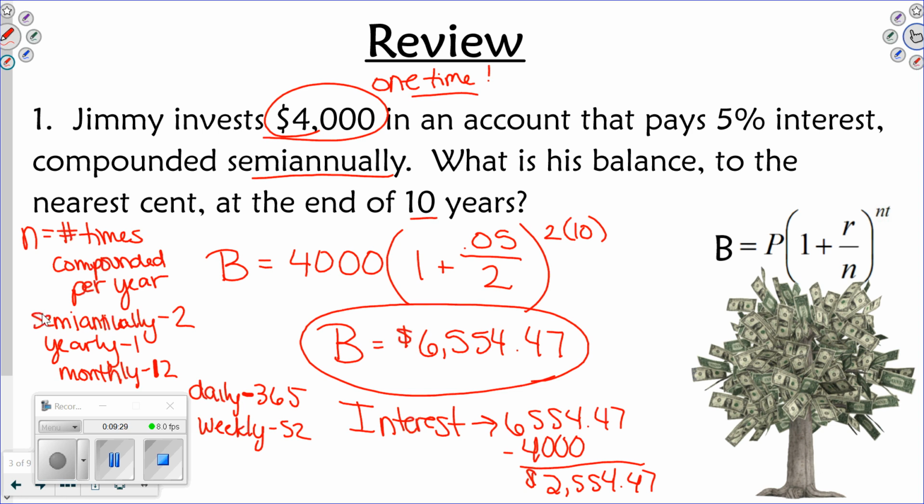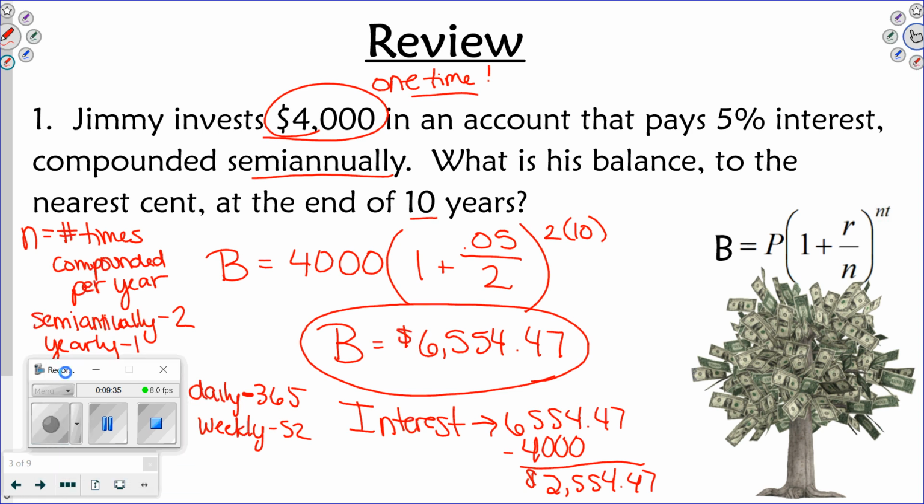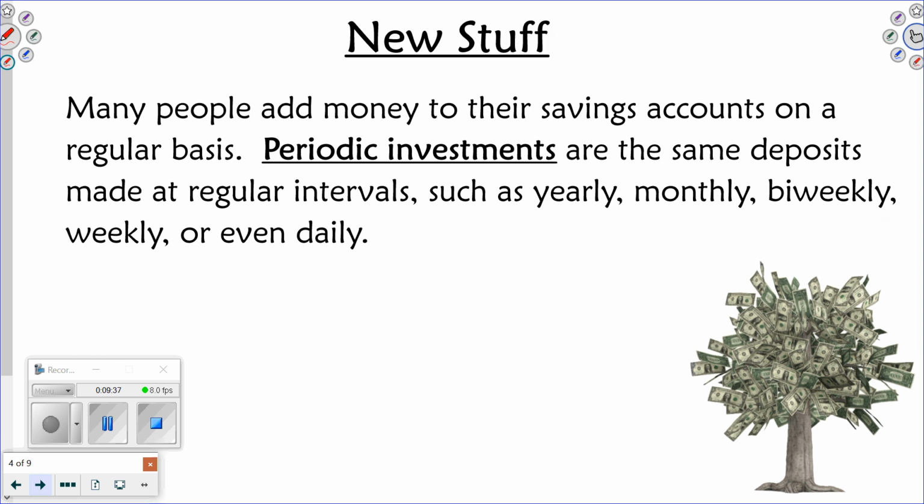Okay? All right, so this is not new, right? This is our old stuff. Okay, the new part, though, is I'm going to be putting money in more than once. So many people add money to their savings accounts on a regular basis, which is exactly what I do. Out of every paycheck, automatically goes into my savings account, and one goes into an account that just pays my mortgage. Automatically, we don't even think about it.